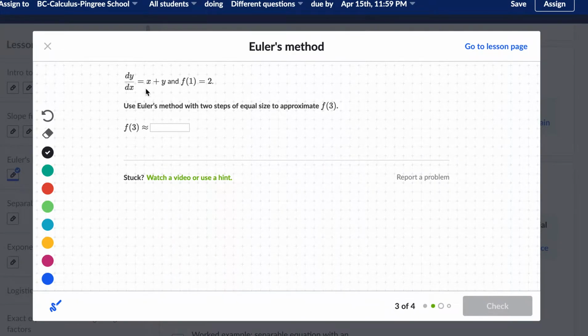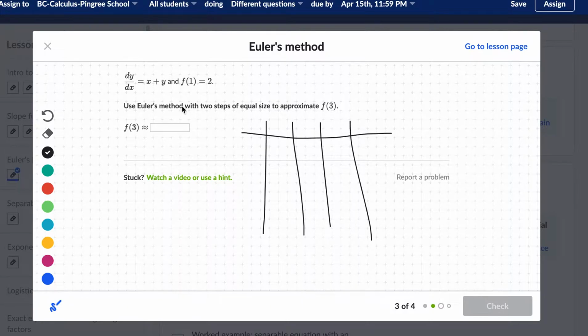This one is a little more typical, right? We're given a starting point. We're trying to go 2 steps with equal size to approximate 3. Well, if I'm going from 1 to 3, guess what? I'm going to go 1 to 2, then 2 to 3. Okay, so again, I'll try quickly with the chart, and there we go.